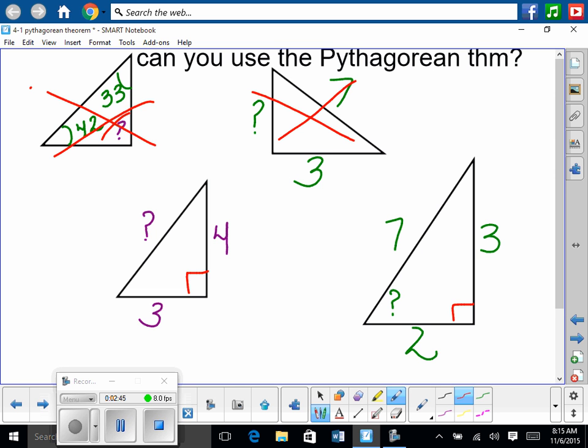All right, what about this one? Yes, we could. We're finding a missing side length. It's a right triangle, so we could use the Pythagorean theorem. Now, right here, could I use the Pythagorean theorem to find that angle? No. The Pythagorean theorem is not finding angles. Do you all understand? We're all good. Okay. Awesome.